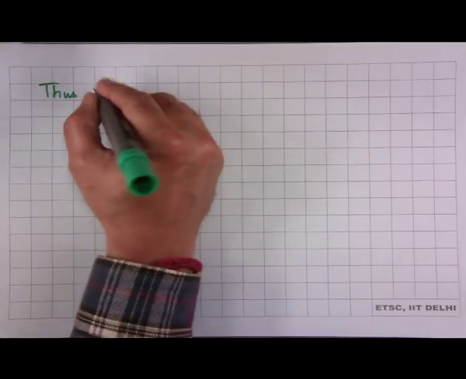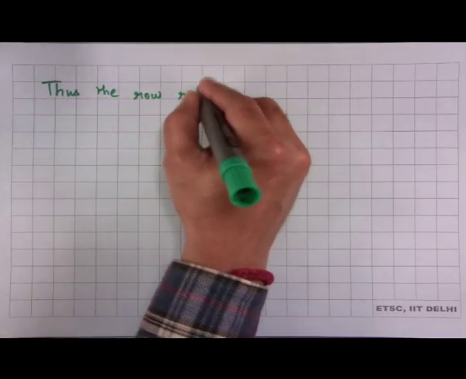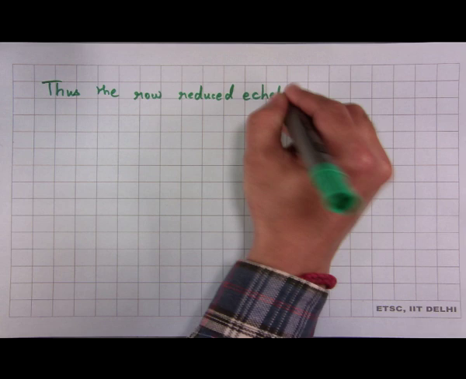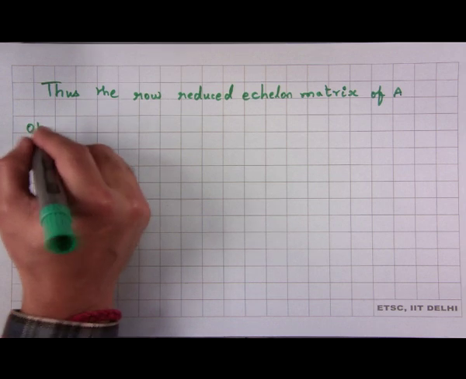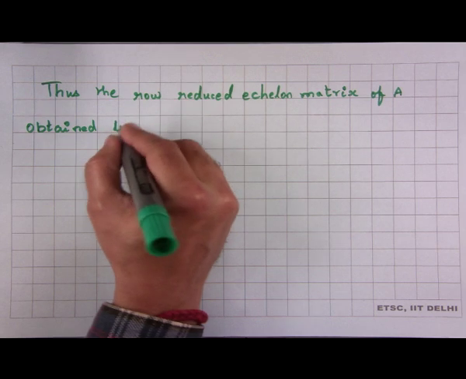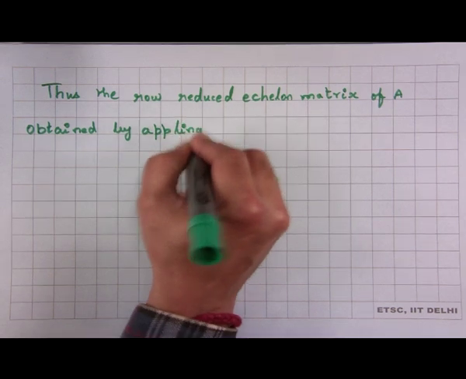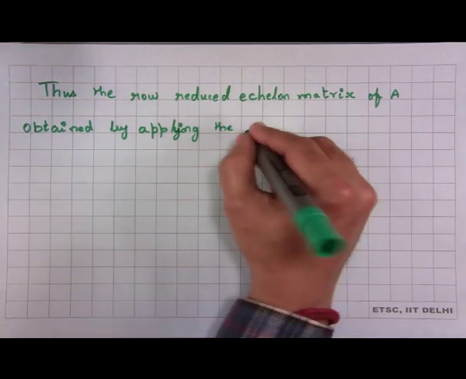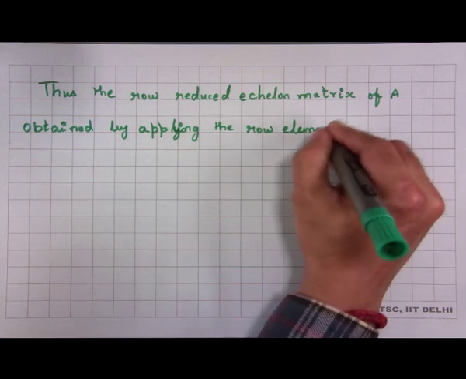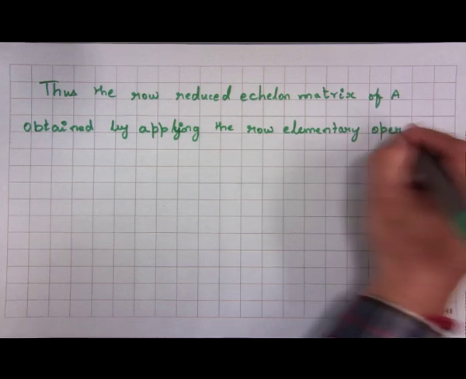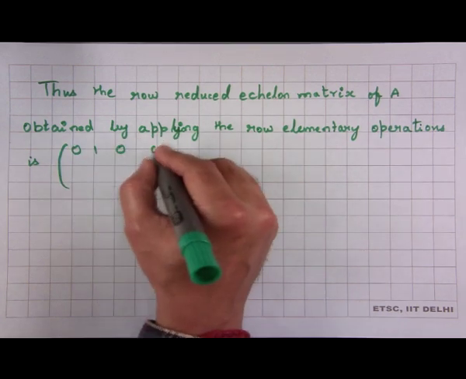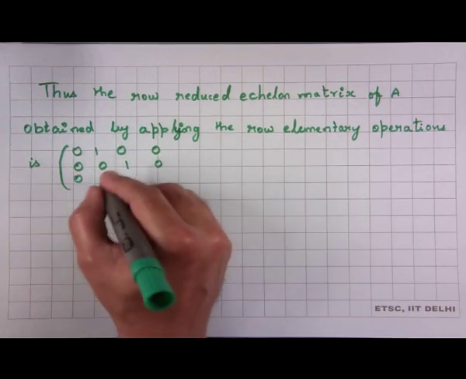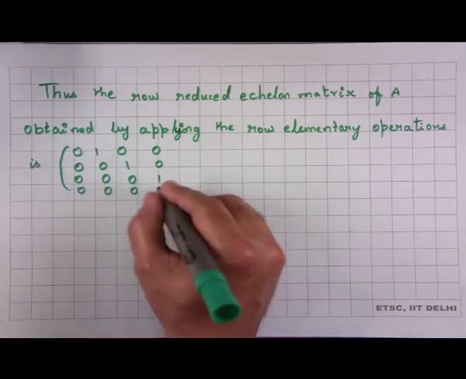Thus, the row reduced echelon matrix of A obtained by applying the elementary row operations is the following matrix: 0 1 0 0, 0 0 1 0, 0 0 0 1, and the last row is 0 0 0 0.